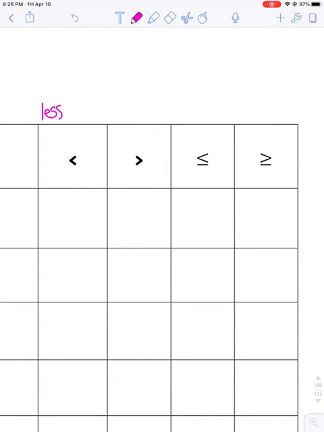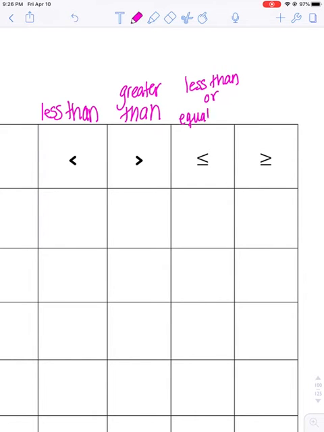So the first one means less than. The second one means greater than. The third one means less than or equal to. And the last one means greater than or equal to.